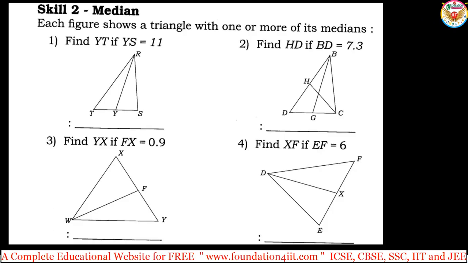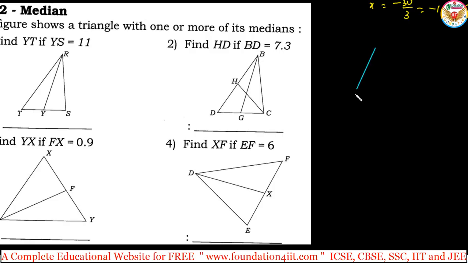So a median goes to the midpoint of a side. For example, let me take ABC as a triangle. If a line segment is joined from one of the vertices to the midpoint of the opposite side, D is the midpoint, so BD and DC are equal. So AD is called the median. If AD is a median, then BD is equal to DC. So joining a vertex to the midpoint of the opposite side is called a median.